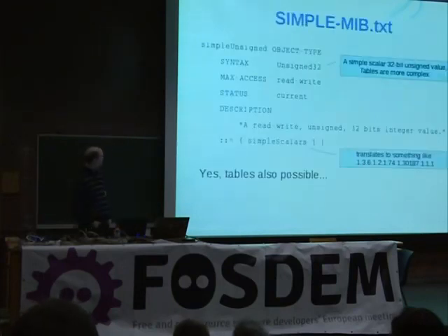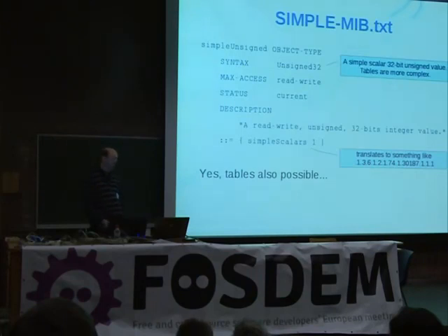Let's look at how we would implement a MIB. This is basically the ASN.1 notation, how you construct MIBs. You just give it a name. You tell it a data type. In this case, it's an unsigned 32-bit scalar value. Max access, etc. is not so important right now. You give it a description, and you give it a reference where in the SNMP MIB tree you want this object to appear. So this simple scalars 1 translates to something like .1.3.6, etc.